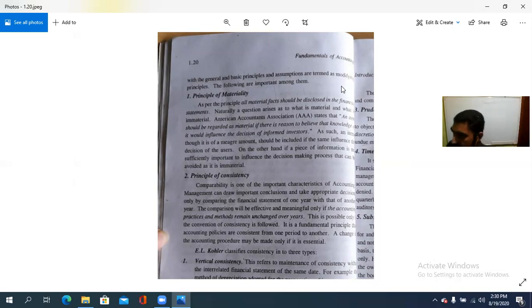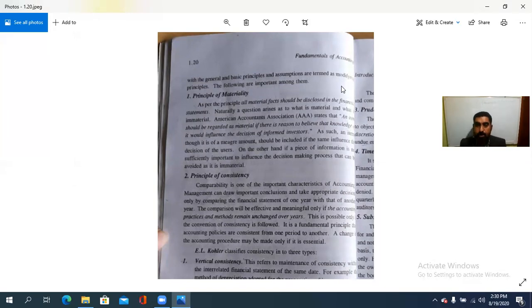ഒന്നും മറച്ചു വെക്കാൻ പാടില്ല, അതാണ് അതിനകത്ത് പറയുന്നത്. So naturally a question arises as to what is material and what is immaterial. So AAA, American Accountants Association, states that an item should be regarded as material if there is a reason to believe that the knowledge of it would influence the decision of the informed investors. So that is the material.